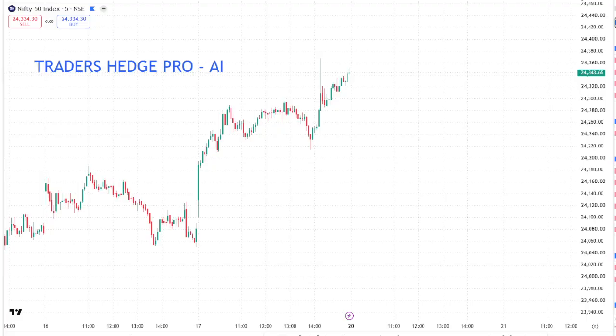I'm really very excited and happy to invite you all for this launch of Traders Hedge Pro AI version. It's been quite a while that we have not updated the indicator. This Traders Hedge Pro AI is a result of a lot of research that has been done in building this indicator, and very excited and happy to share with you guys.